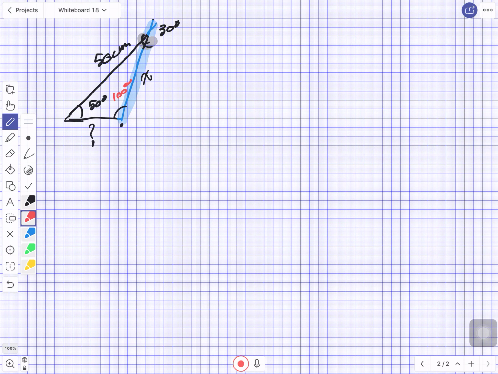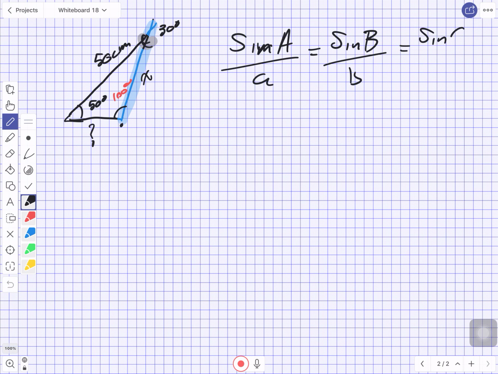Let's not use cosine law. Let's actually use sine law and get through this. So here we go with sine law. Let's set it up. We have sine A over A equals sine B over B equals sine C over C. Wonderful. Well, I didn't actually name anything. It doesn't actually matter for sine law. For cosine law, it does.